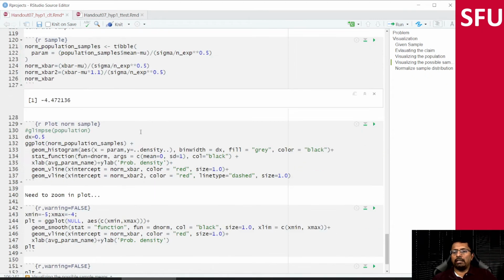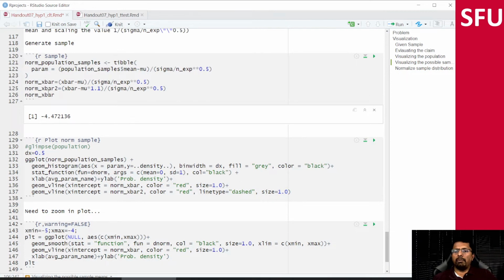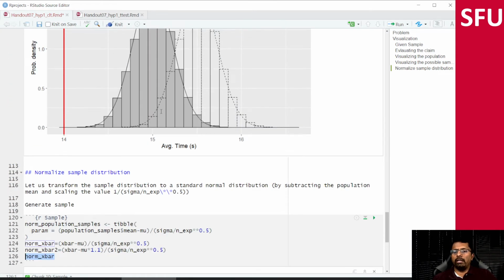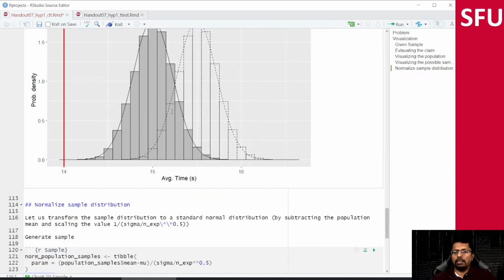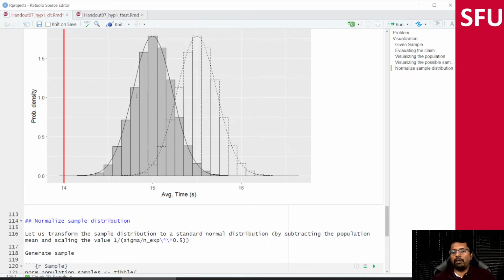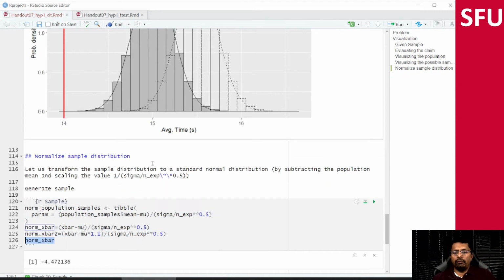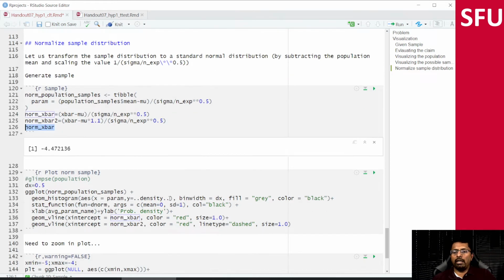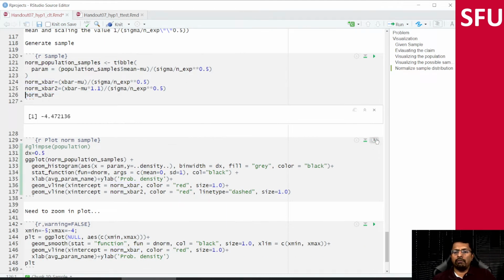In that case, this is the x bar, the normalized value we get. Essentially I'm going to transform this to a standard normal distribution. The way I do that is I subtract the mean of this population and then scale it by sigma divided by the square root of n. So this is the new x bar norm we get, and then we do the same thing and repeat.